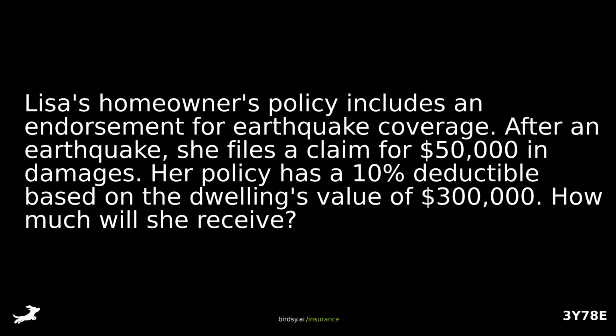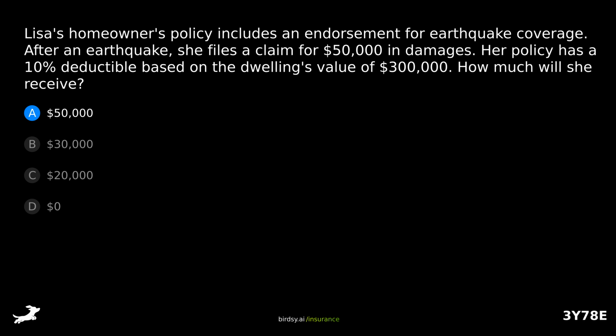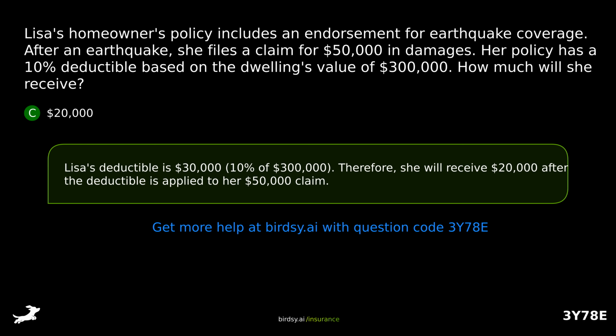Lisa's homeowners policy includes an endorsement for earthquake coverage. After an earthquake, she files a claim for $50,000 in damages. Her policy has a 10% deductible based on the dwelling's value of $300,000. How much will she receive? Is it A, $50,000, B, $30,000, C, $20,000, or D, $0? The answer is C, $20,000. Lisa's deductible is $30,000. Therefore, she will receive $20,000 after the deductible is applied to her $50,000 claim.